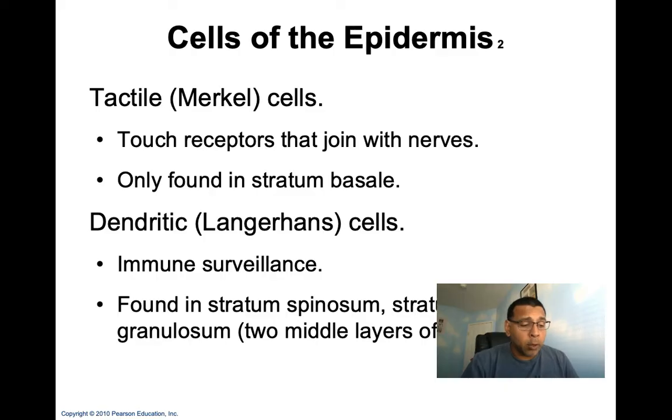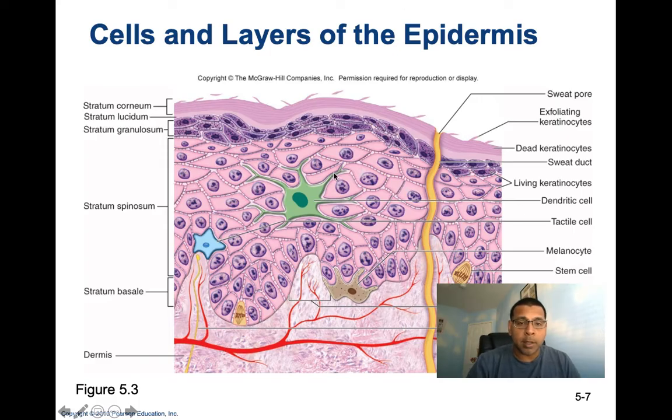Now, where are they found? Location is that they arise from the bone marrow and they migrate to the epidermis. Now, in the epidermis, they can be found in the stratum spinosum and the stratum granulosum. And here you can see those dendritic cells. And they're found in higher abundance in the epithelia of the oral cavity, the esophagus, and the vagina. When you're reading, you'll see that as well.